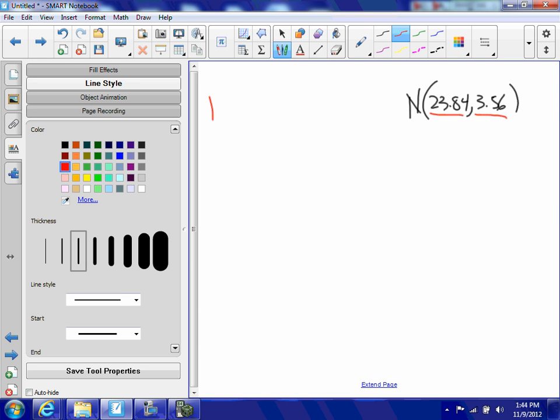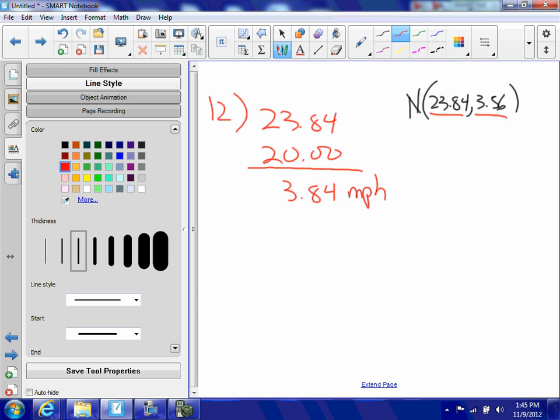This is number 12. If you recall, if we subtract the same number from all of our data points, our mean, which is a measure of position, is going to change by that exact same number. I had 23.84 as my mean. I'm subtracting 20 miles per hour to see who's speeding. So my new mean is going to be 3.84 miles per hour. The mean is 3.84 miles per hour above the speed limit. That's why we subtracted that.